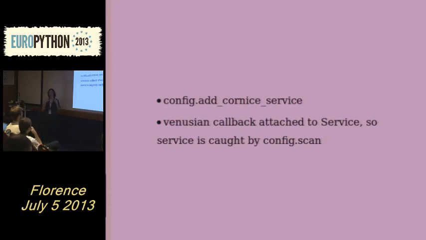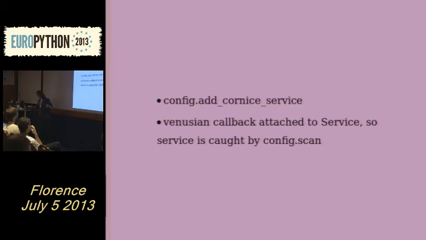You just have to call it with a service object, and it will add all the defined views to the right place in the Pyramid configuration. And then they added a Venusian callback. The Venusian callback was what was used in the decorators. This time it's not a decorator; it's added to the service object when you create it. This meant that the service object somewhere in your model will be detected by the config.scan.